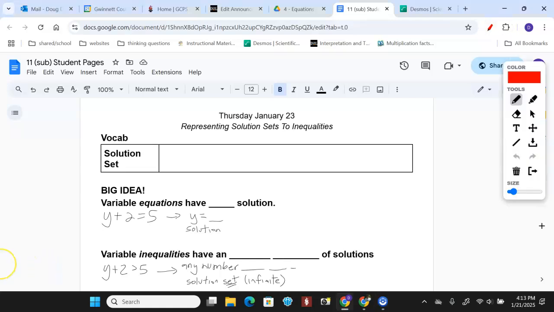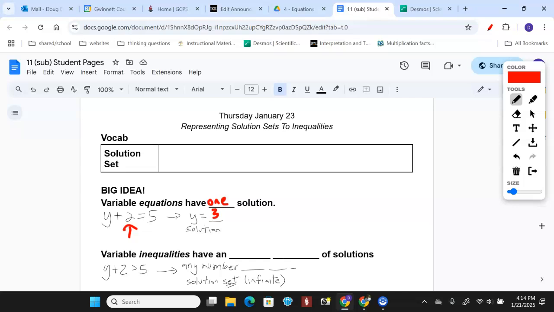There's going to be an example coming. You can see it at the bottom of the page, but let's start here. So the first thing is you're going to hear me use this word solution set. I'll come back to that in a minute. Down here, let's contrast some things. So variable equations like this that we did before, those have one solution. Like when you look at this, y plus 2 equals 5. The only solution is y equals 3. We call that a solution. There's only one of them.